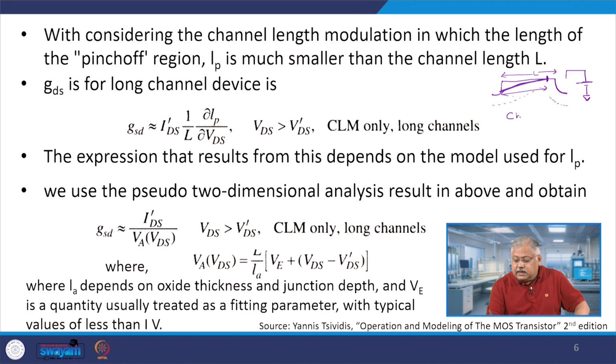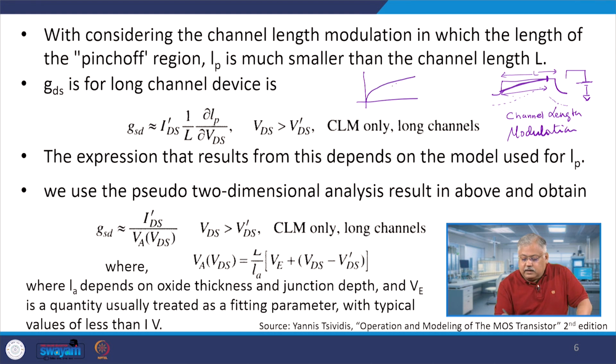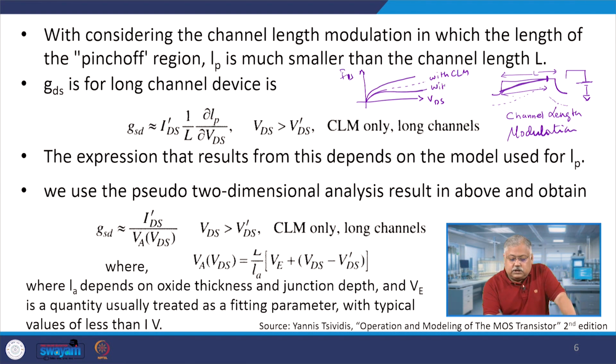This is known as channel length modulation, right. Higher the value of VDS, more the shifting will be to the left, lesser will be the value of current, and therefore, its implication is that as you make it higher, this is without CLM and this will be with CLM. If you plot VDS versus IDS, then this is with CLM and this is without CLM.